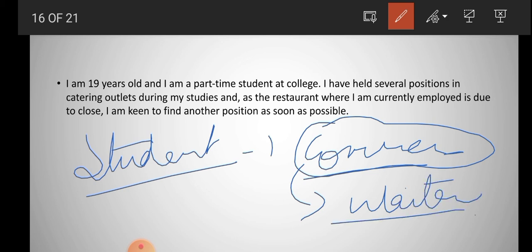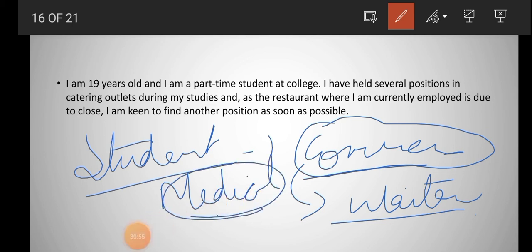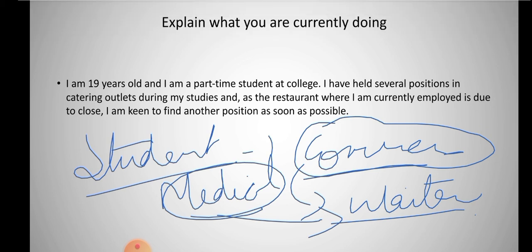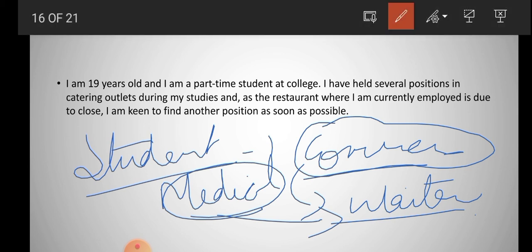Do you think, if you are writing "I am a student of medical," that there is any correlation between this field and this field? So you need to write your reason and explanation according to the demand of the task. It is not that you can write any degree or anything. What the question demands, you should write accordingly. If the question is related to a waiter and waitress, then your position or your qualification should relate to that. It's a catering outlet.